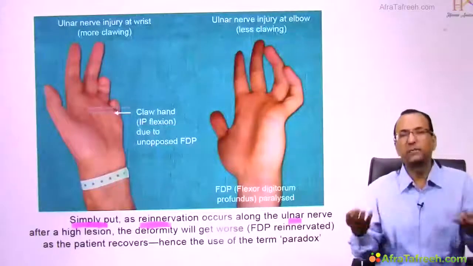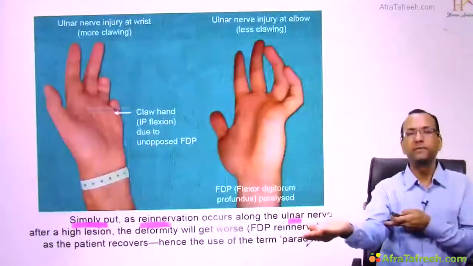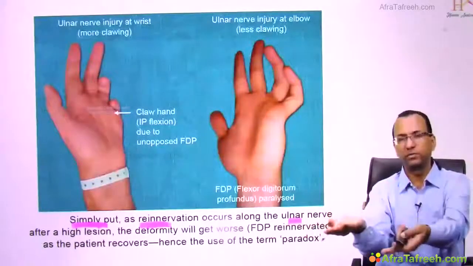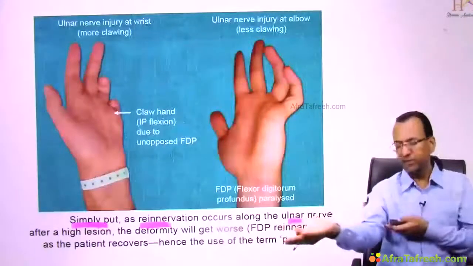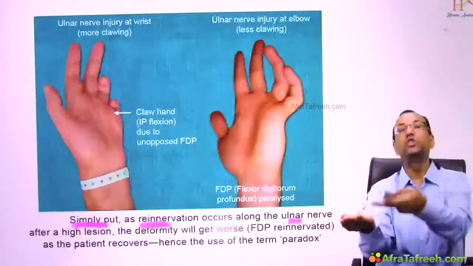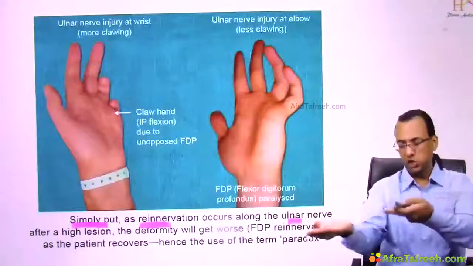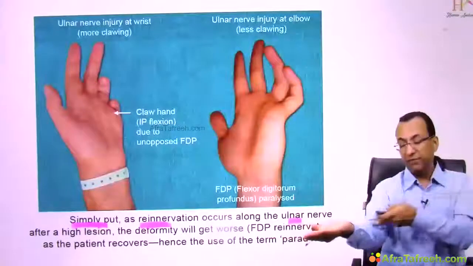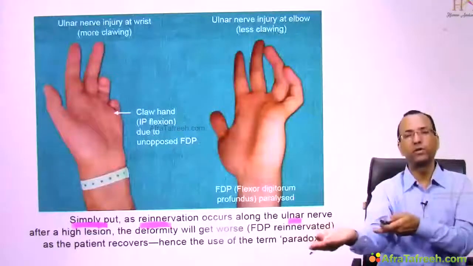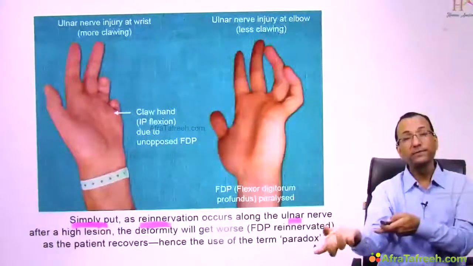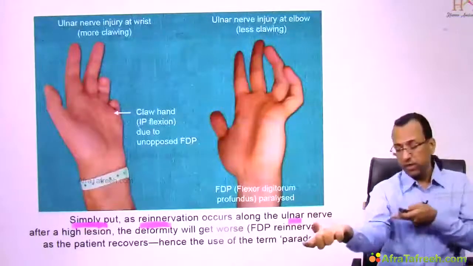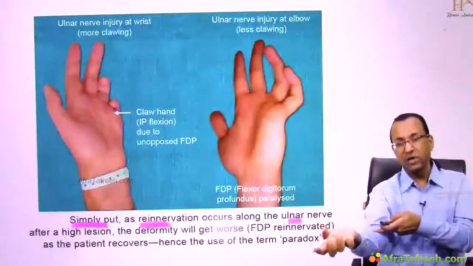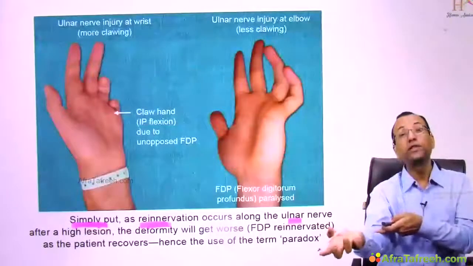Normally what we expect is that when a nerve is healing, the problem should solve. But what is happening here? When the ulnar nerve was healing and innervating, the FDP was becoming powerful and there was more clawing. So with the nerve healing, more problems is a paradox.